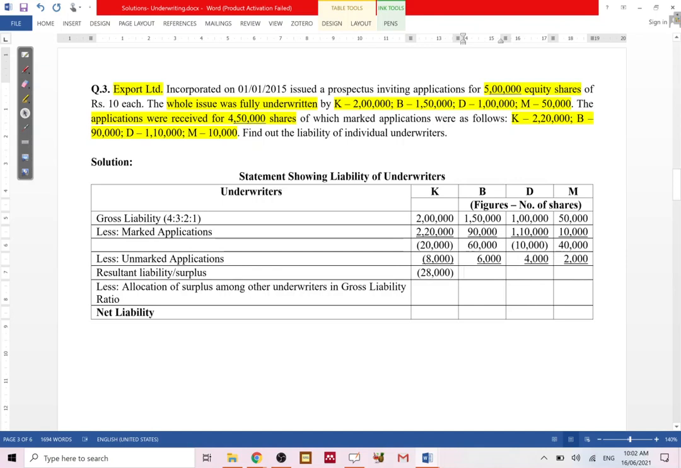Okay, then 60 minus 6,000, you get 54,000. Then 10,000 is a surplus, again it's a negative, right? So from that you have to minus the 4,000.